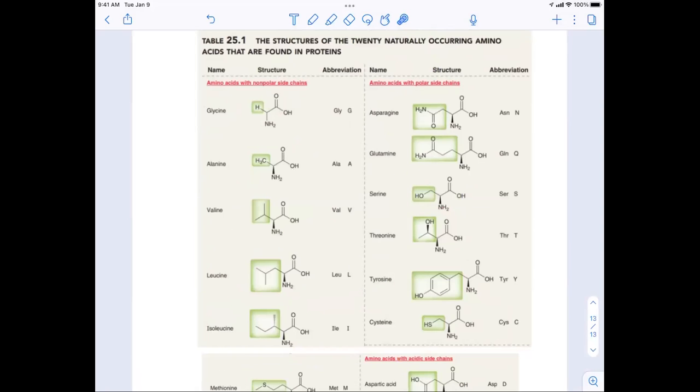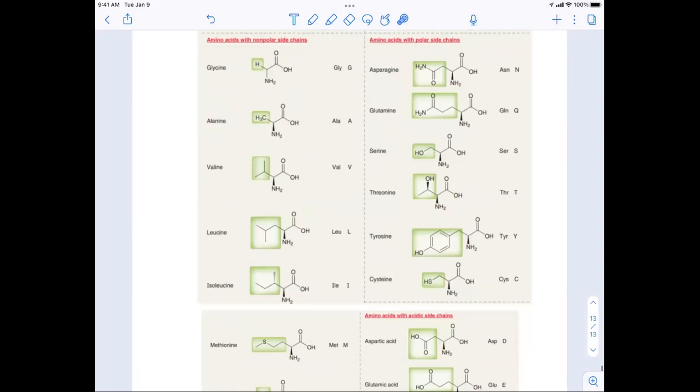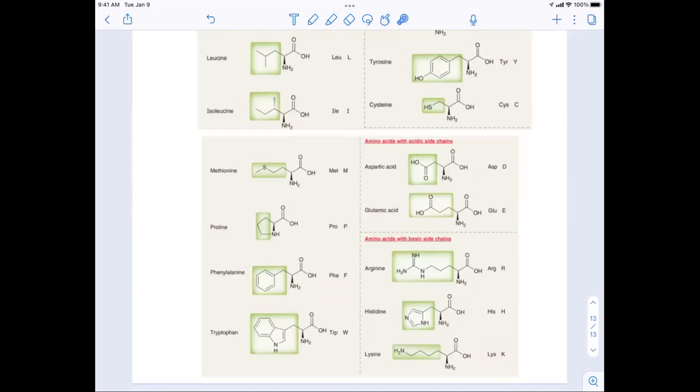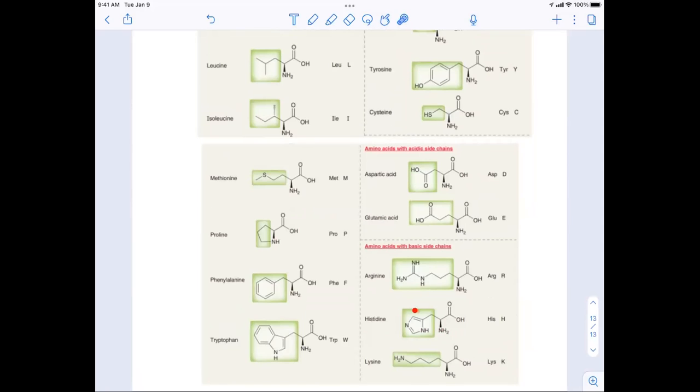And then here now we're getting into ones that have polar side groups. So we have amides, set of amides. We got alcohols, right? We got the phenol, and then we have the cysteine, which is the sulfur. And then we have some that are acidic, right? So these would be groups that have an acid side chain. And then we have the group that have a base side chain.